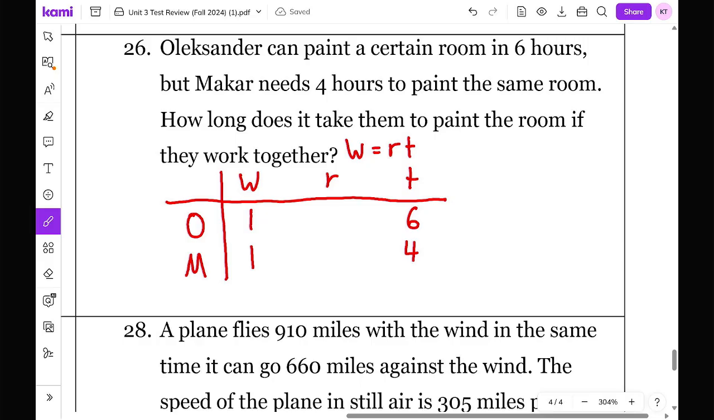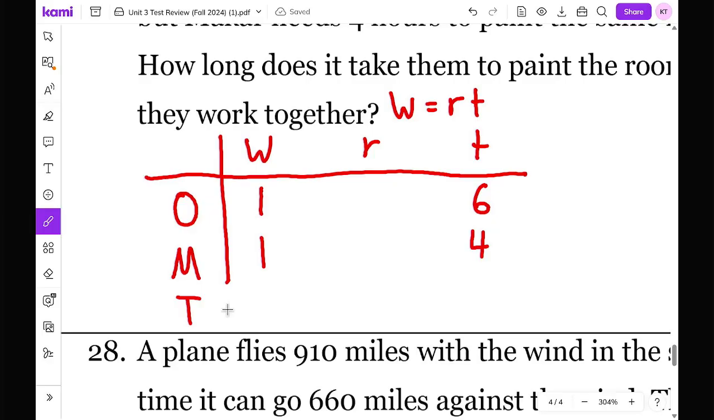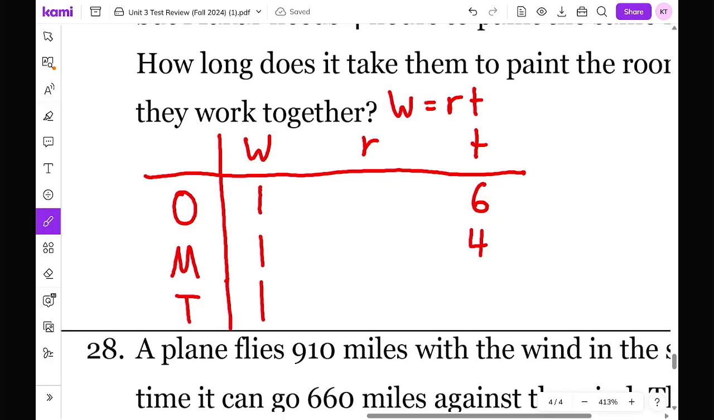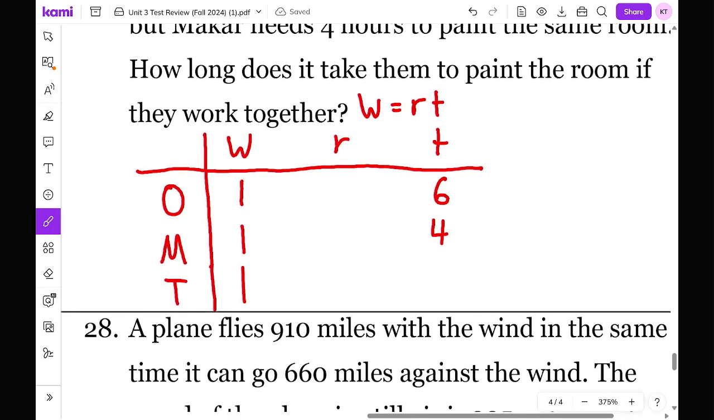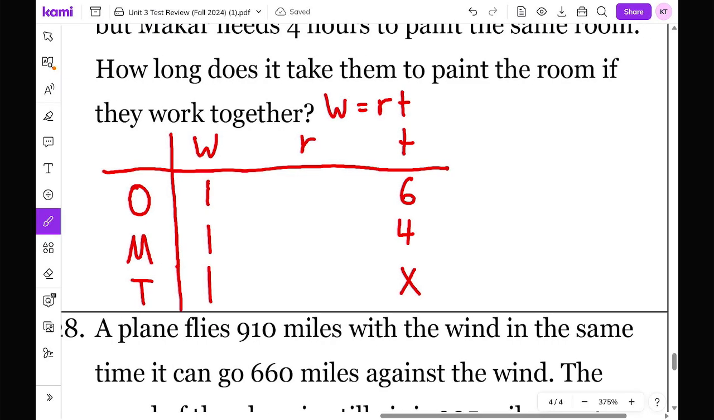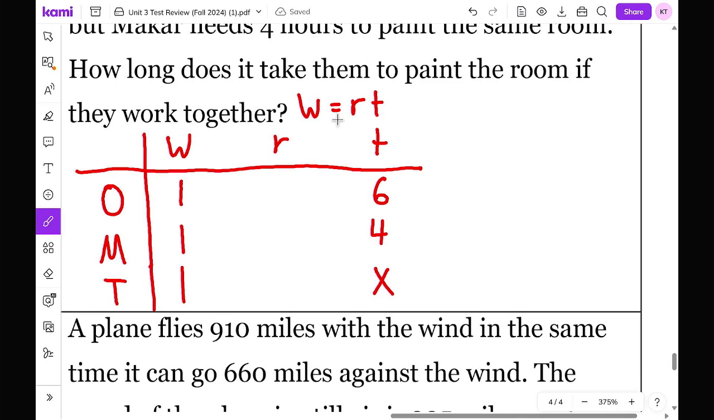So then what we're trying to figure out though is how long it would take for them to paint it together. So we're going to have to add an additional row here for T for together. Again, we're painting one room, but we don't know how long it's going to take them to paint that room together. So we're going to pick x here. And now if I manipulate my work equation to figure out rate, I just divide both sides by T. So rate is going to equal work divided by time. So Alexander's rate is going to be 1 over 6. Makar's is going to be 1 over 4. And together it will be 1 over x.